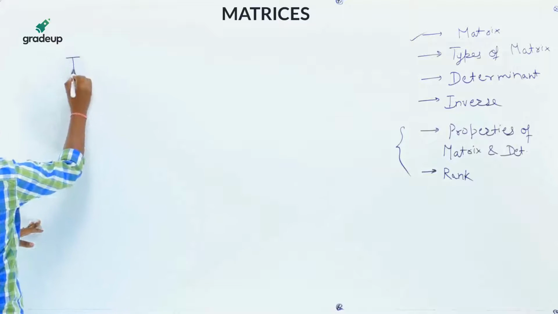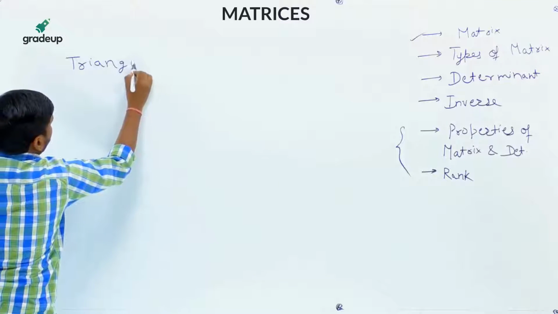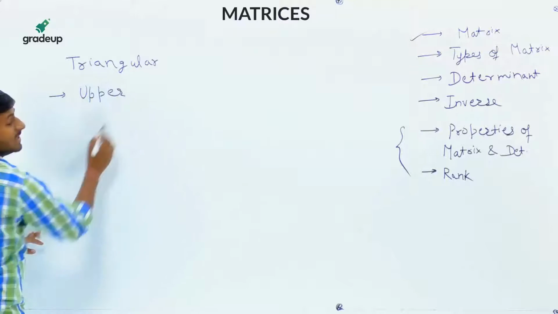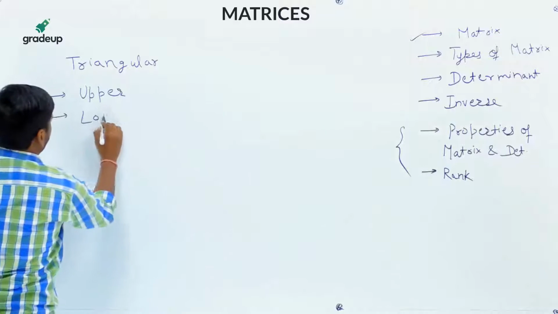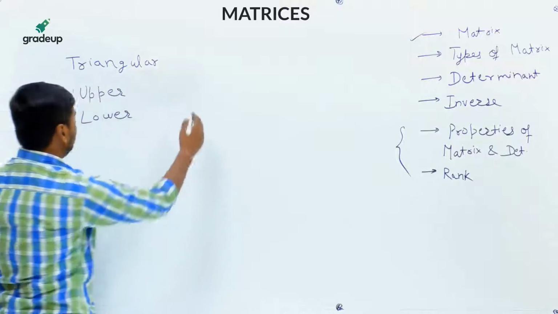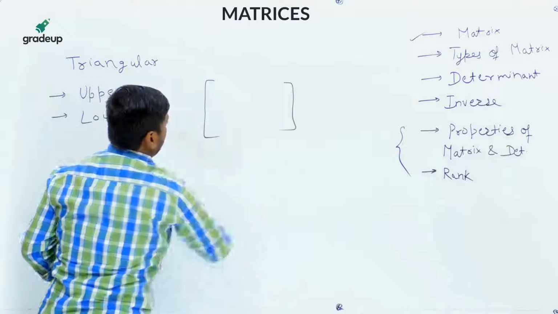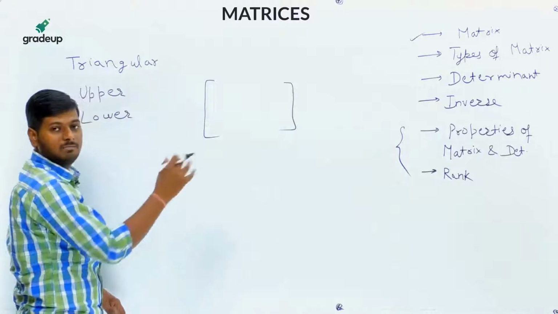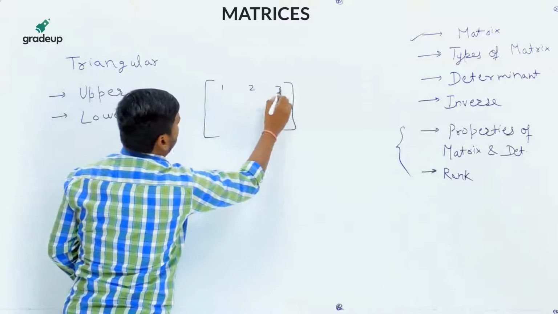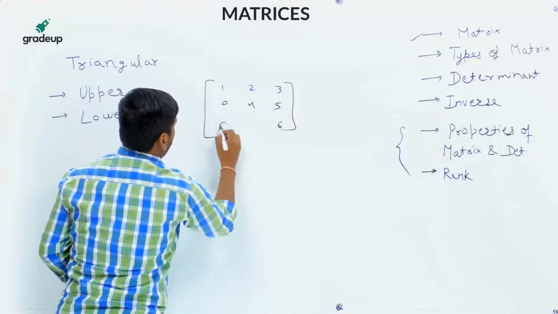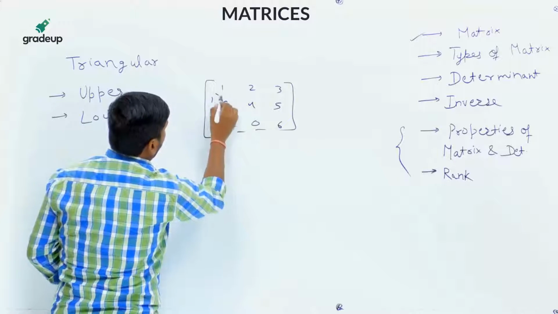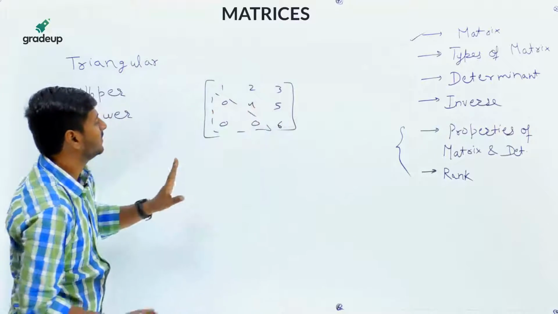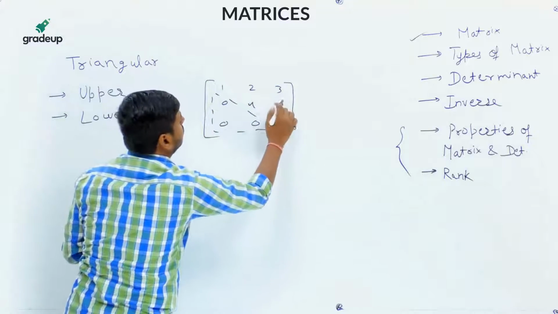Now we'll see triangular matrix. First is upper triangular and second is lower triangular. Okay, what is an upper triangular matrix? All the elements of the lower triangle will be 0, while the upper triangle will have some values. For example, so this is the lower triangle. This lower triangle will have 0 values, while all the other upper triangle elements have some values, or some of the elements may have 0 values also.